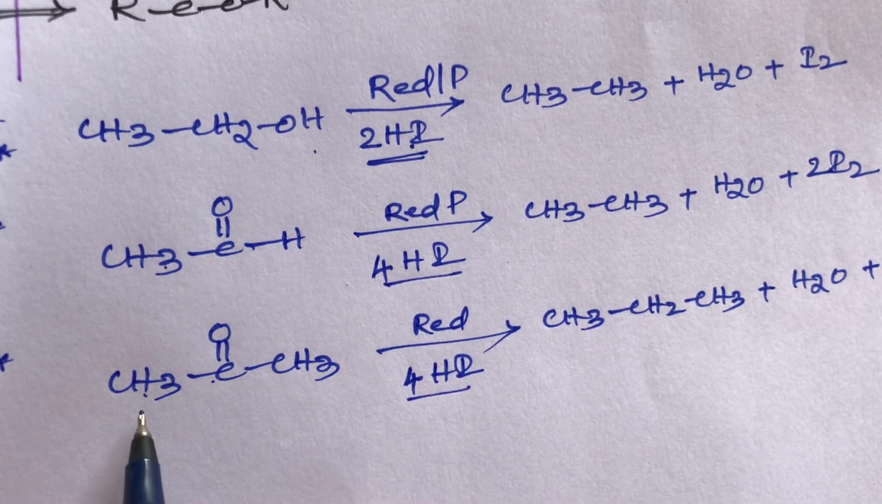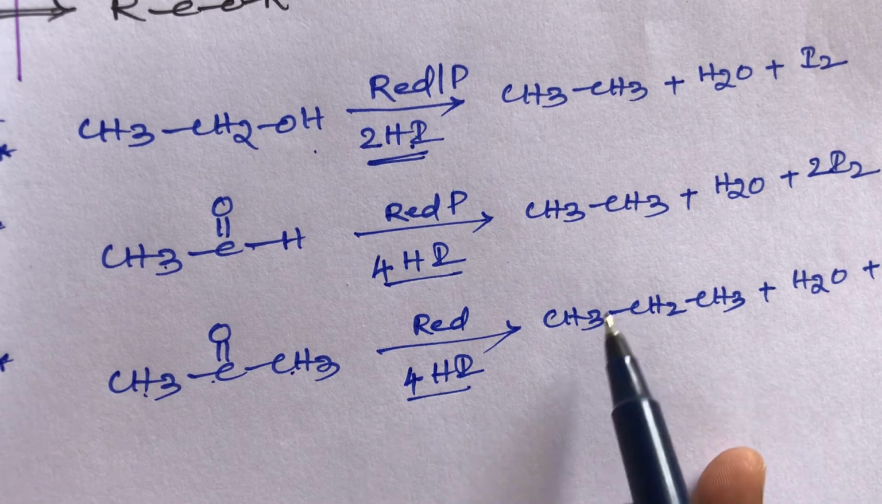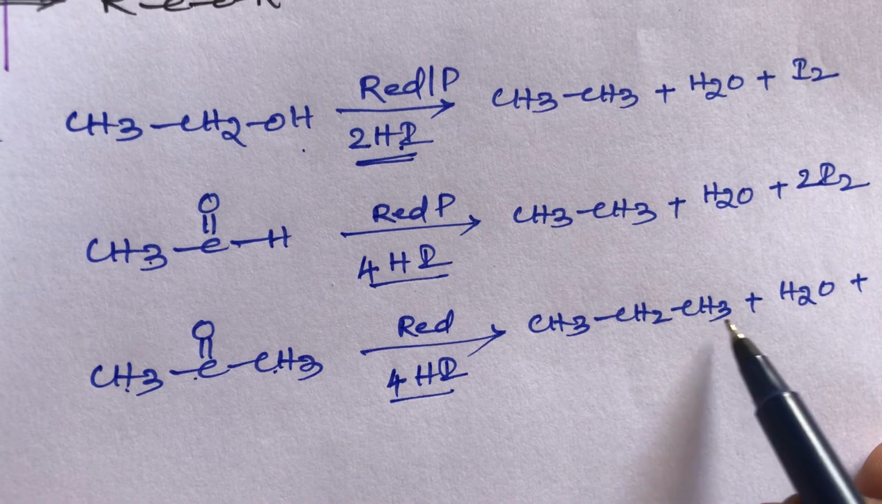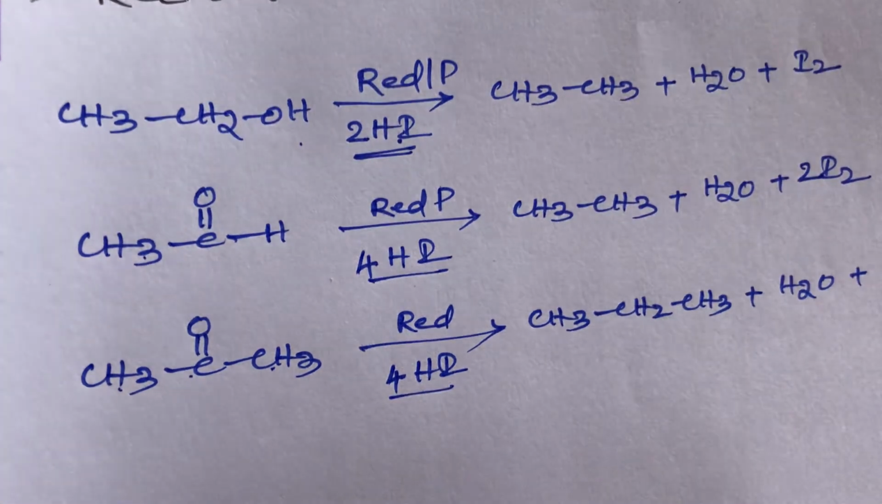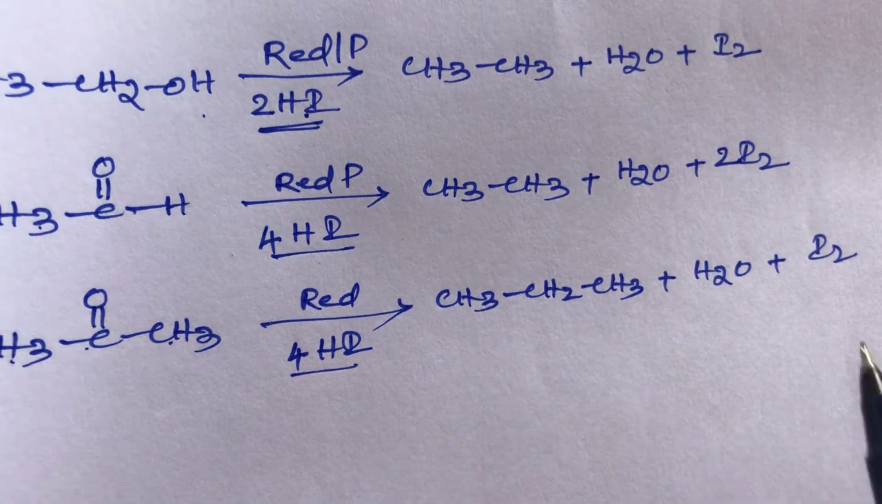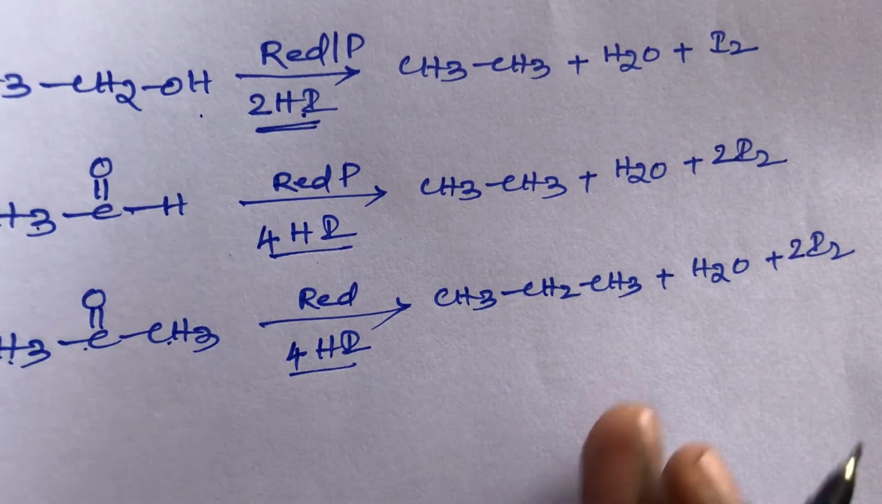So total on the left hand side, how many hydrogens are there, student? 3 plus 3 is 6, plus 4 is 10 hydrogens, and the right hand side also same thing, 3 plus 2 is 5, 5 plus 3 is 8, 8 plus 2 is 10, everything is balanced. And on the left hand side here 4 hydrogens and 4 iodines are there, right hand side only 2 iodines are there. So put 2 moles of I2. So everything is balanced, student.